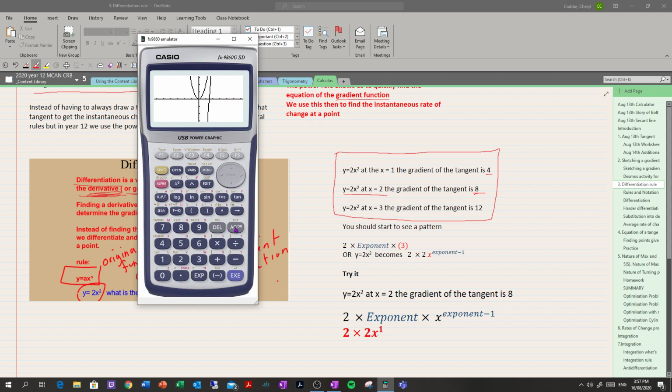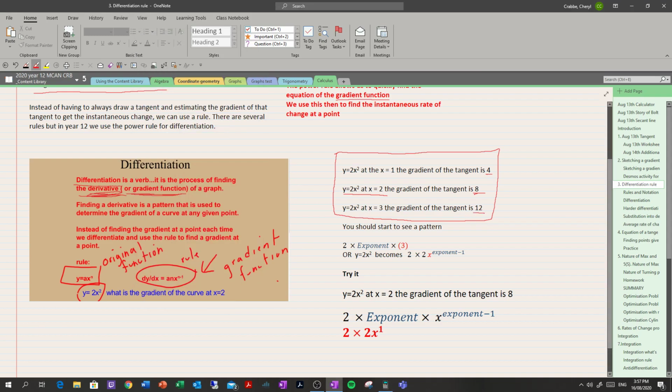I want to delete that, can I clear it? Yeah, if I want to draw a sketch of the tangent at x is 2, I get a gradient of 8. The gradient is 8, right? And then we do it again for 2x squared at x is 3, the gradient is 12. Now you should start to see a pattern: 4, 8, 12. 2x squared, we put in a 1, 2x squared, we put in a 2, 2x squared, we put in a 3.